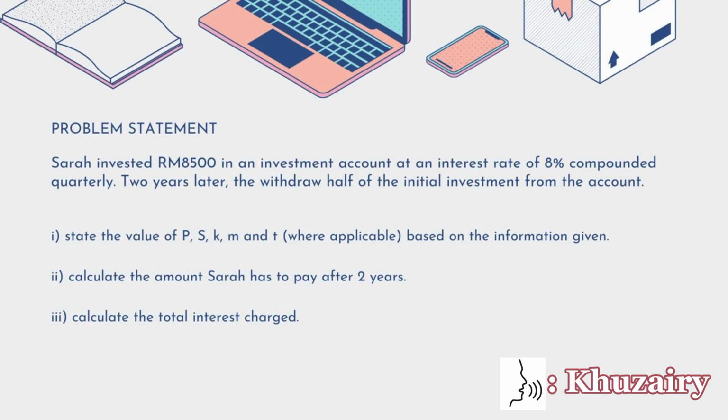Problem statement. Sarah invested RM8,500 in an investment account at an interest rate of 8% compounded quarterly. 2 years later, she withdrew half of the initial investment from the account. Question number 1. State the value of P, S, K, M, and T where applicable based on the information given. Question number 2. Calculate the amount Sarah has after 2 years. Question number 3. Calculate the total interest charge.